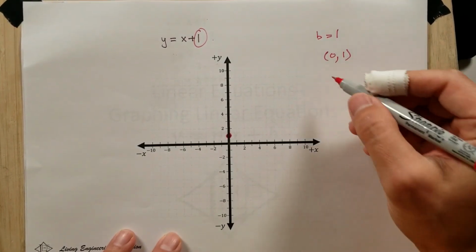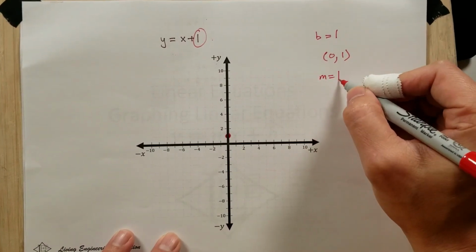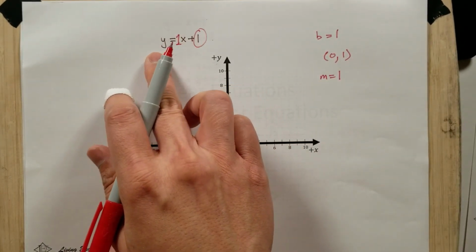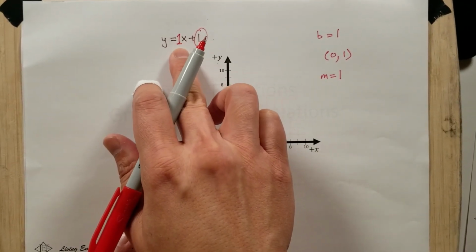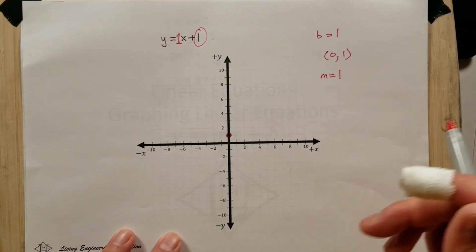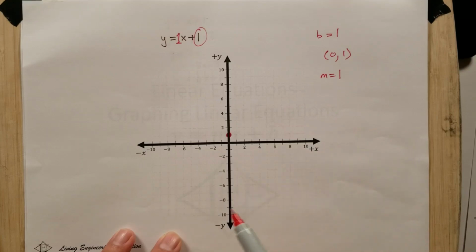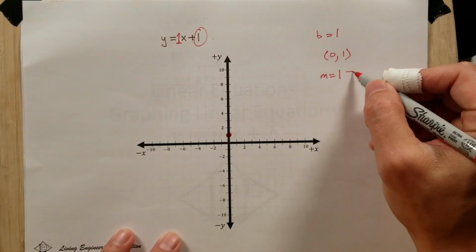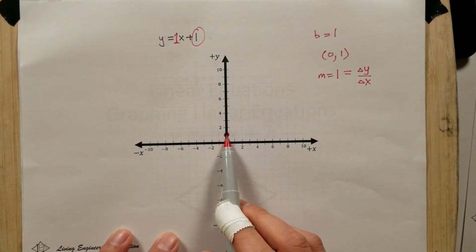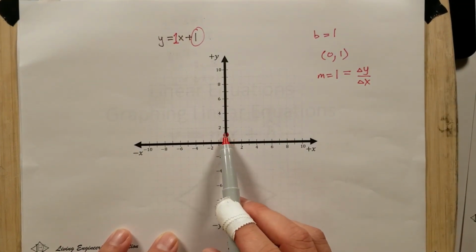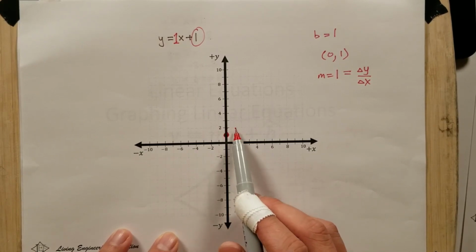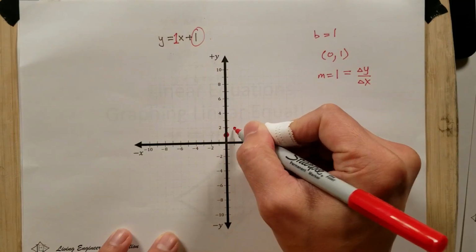Okay, and I have a slope. What's my slope? My slope is equal to 1 because it's basically a constant 1 times x. So y equals x plus 1 has a slope of 1. So a slope of 1 would mean what? When I rise 1, the run goes up by 1. So this is equal to delta y over delta x. So I'll start at point 0, 1. I'll rise 1, so I'll go up to 0, 2, and I'll run 1. Go over to x equals 1. So that'll be my second point.